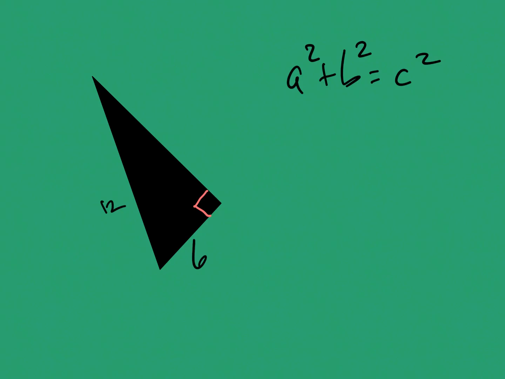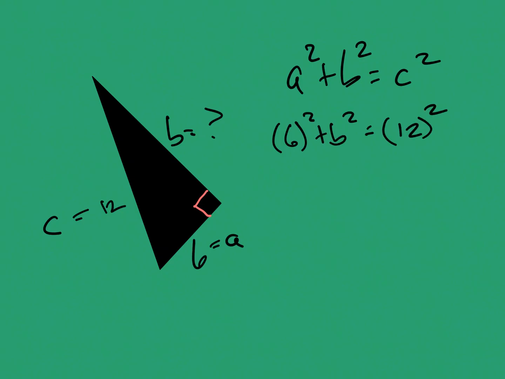So what's the hypotenuse? 12. So there's my C. This time we'll call 6 the A. We'll say we're missing B on this one. So plug in what we know. So let's go 6 squared plus B squared equals 12 squared.